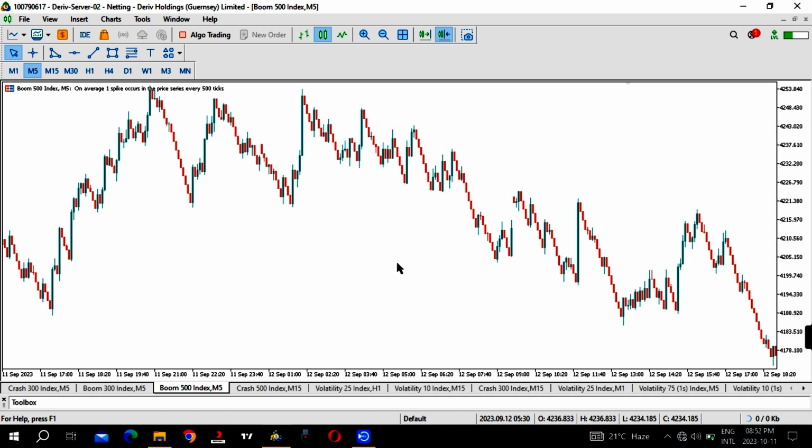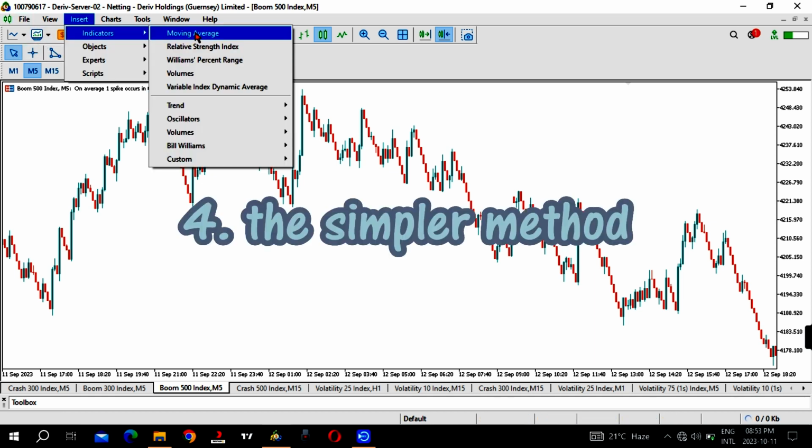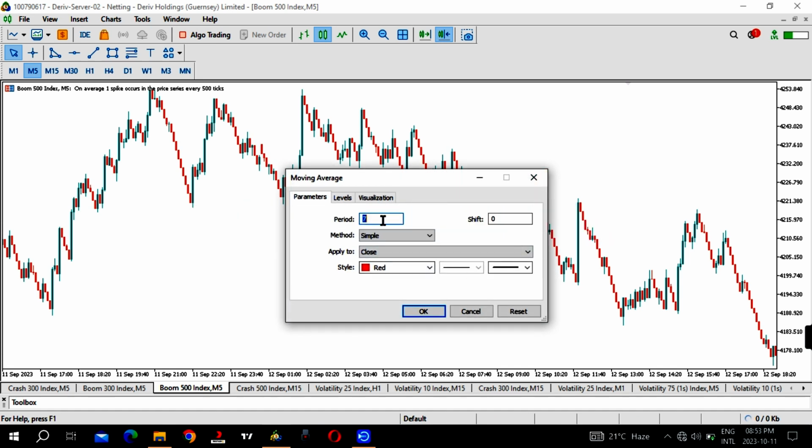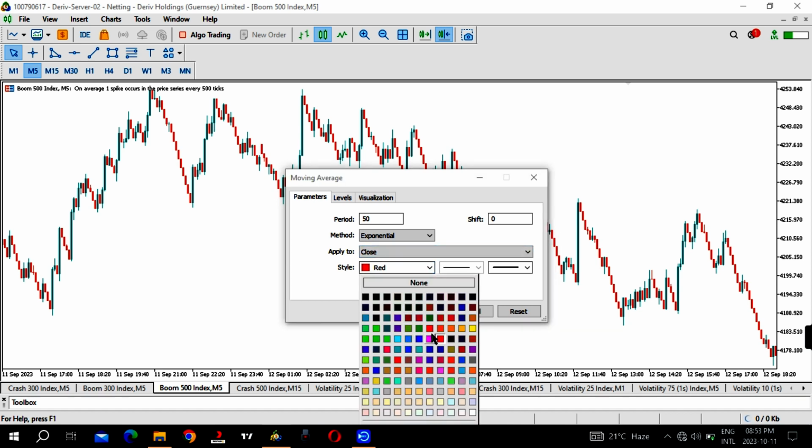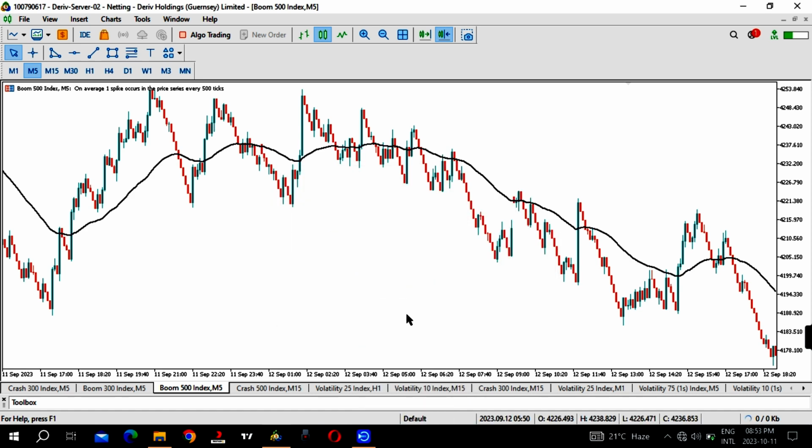So right now I'm just going to add my moving averages, the ones that I told you make things simpler for me, so that I can use them for my trend and also for my entries. The moving averages that I like to use are the 50, exponential, applied to close, and I like to use black for this one. That's just what I'm used to.